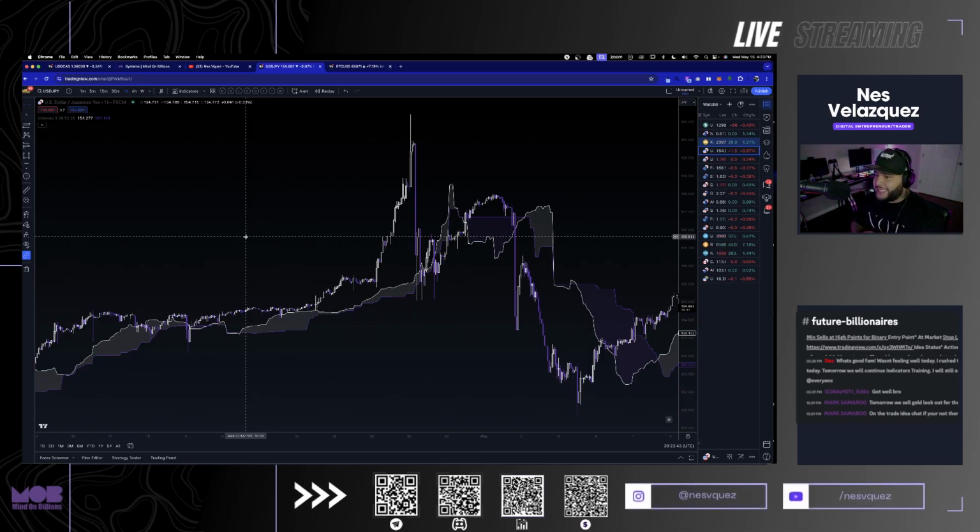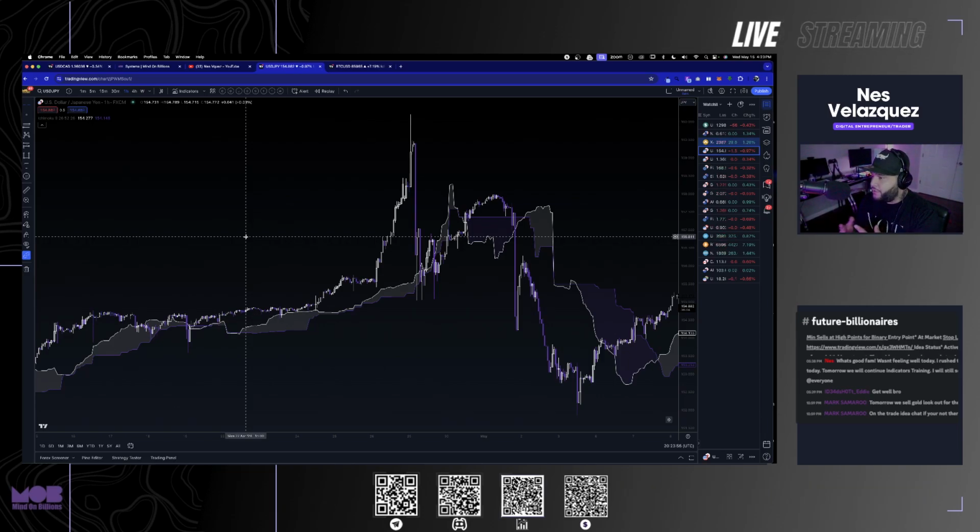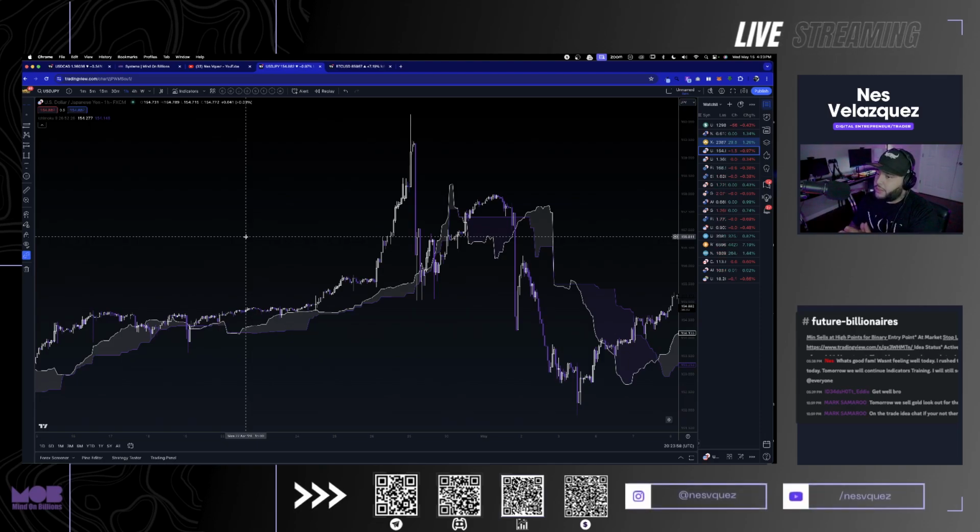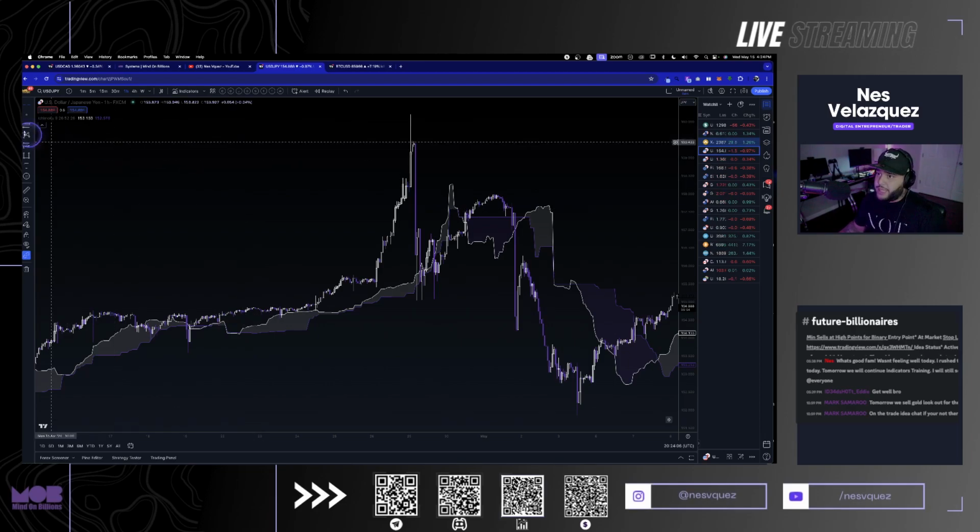But I like to take some pieces from the Ichimoku cloud so I can mix in some other indicators and mash them together. And if more than 3 or 4 indicators align with one another, when it comes to a direction of where the market is heading, then I'm going to be paying close attention to that.